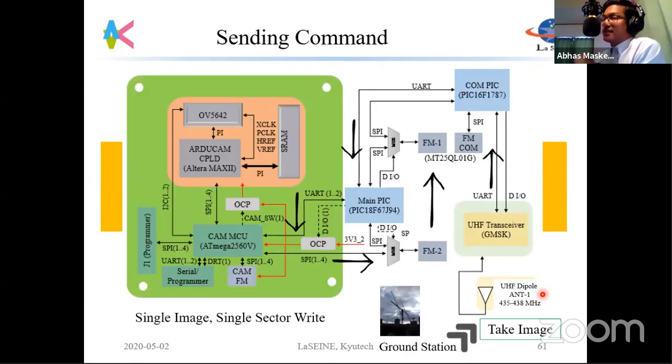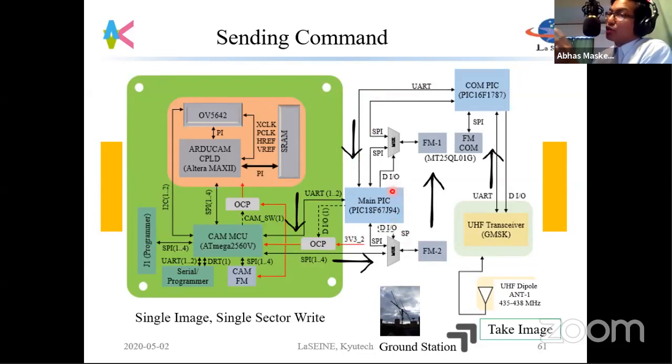Let's say the satellite is in space now. What happens is we want to take an image, and we send a command from the ground station. From the ground station, the command goes up. The satellite's antenna receives it, transmits it to the communication module. The communication module transmits it to the communication controller, then goes to the onboard computer.